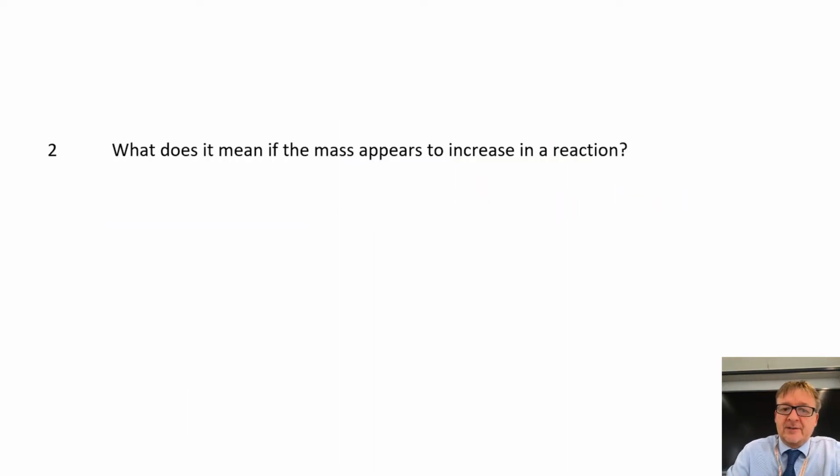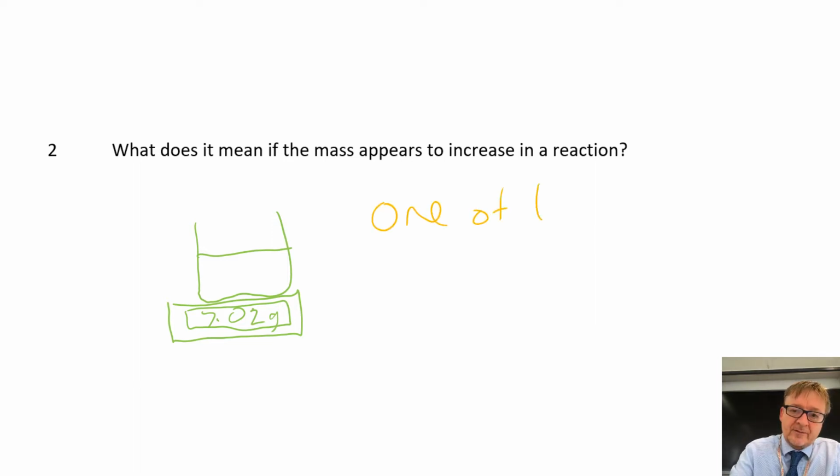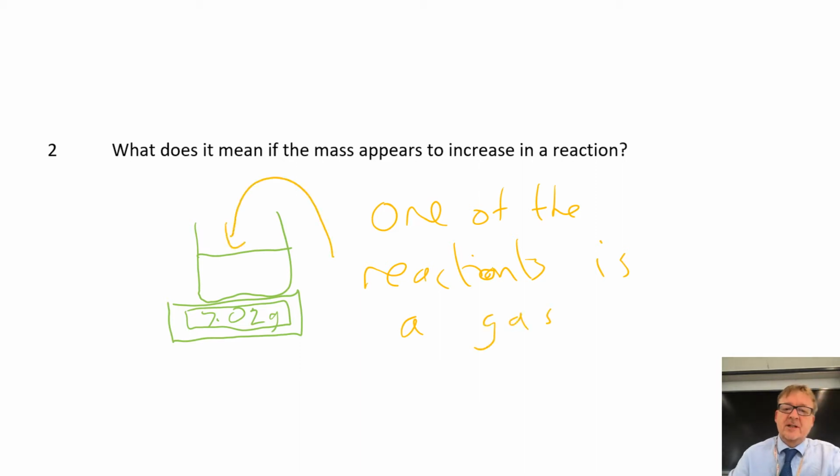So what does it mean if the mass appears to increase in a reaction? So what I'm going to do is I'm going to draw a mass balance, right? And on that mass balance it's 7.02 grams. Then what I've got is my beaker on the top, so the stuff that's in there weighs 7.02 grams. If the mass increases, that means one of the reactants is a gas. So that means it's gone in there, right? And it's made it heavier because the actual gas itself has joined in, right, with the reaction itself.